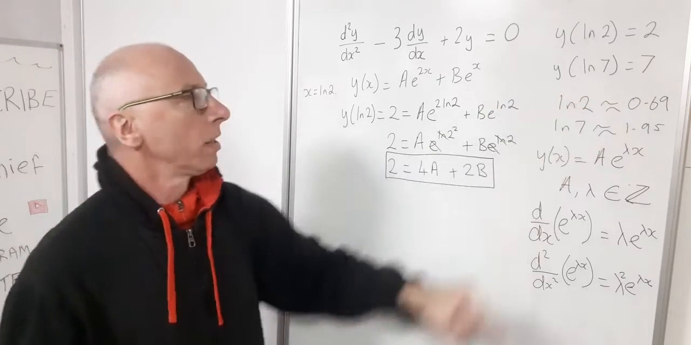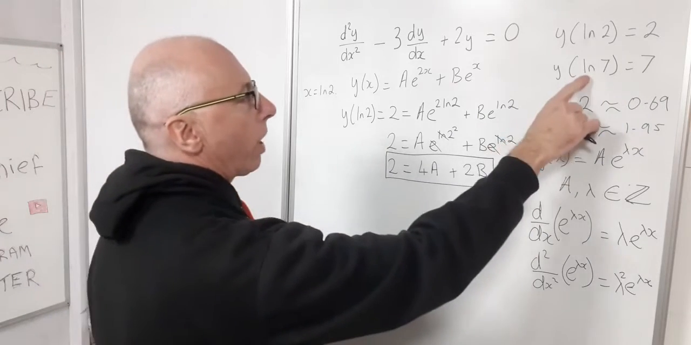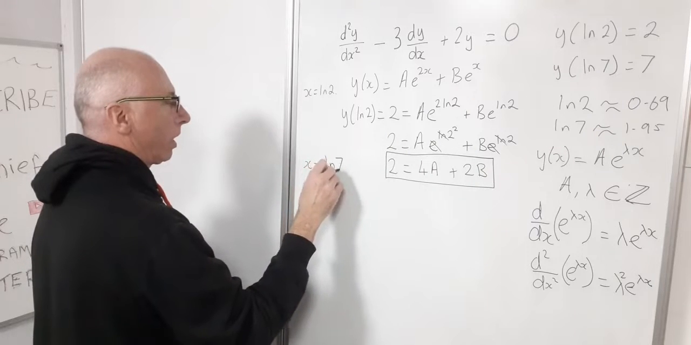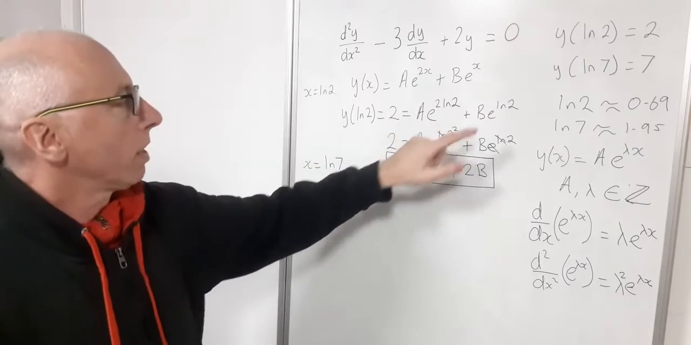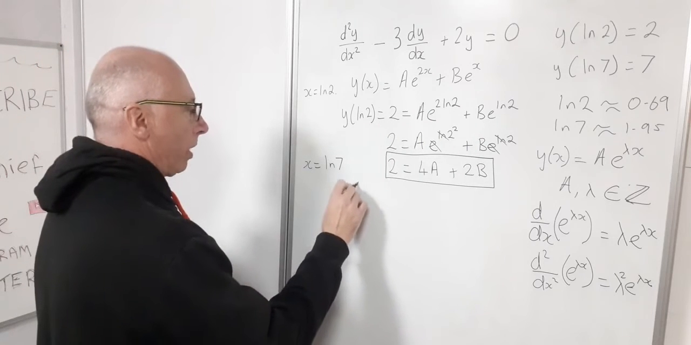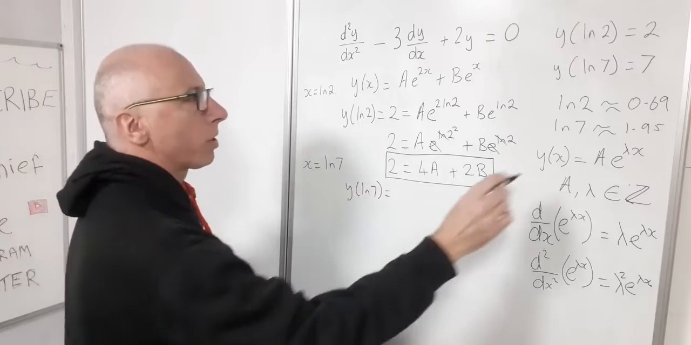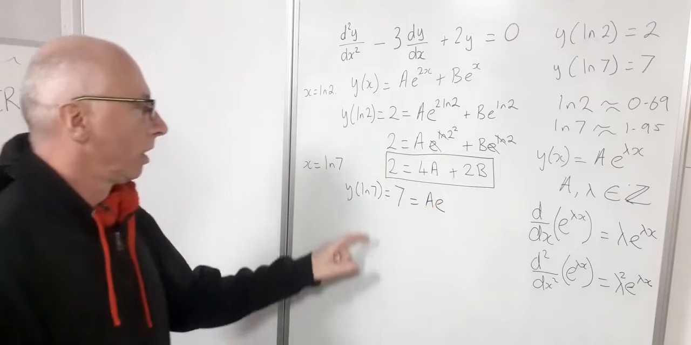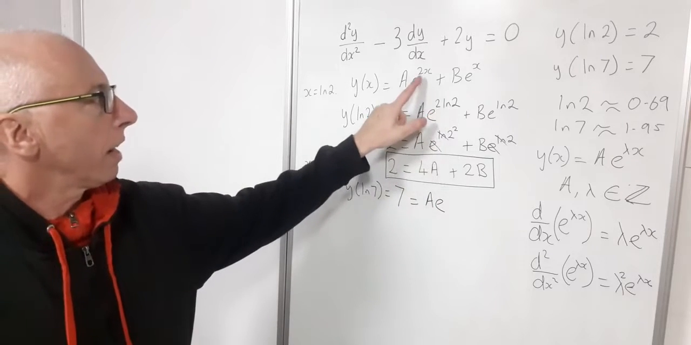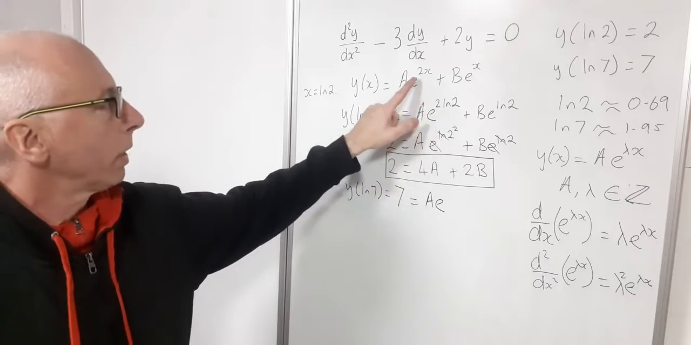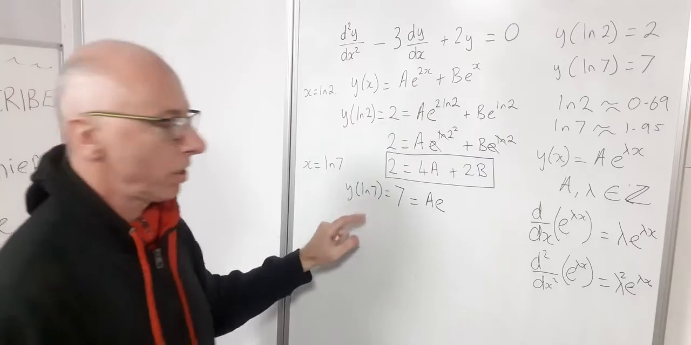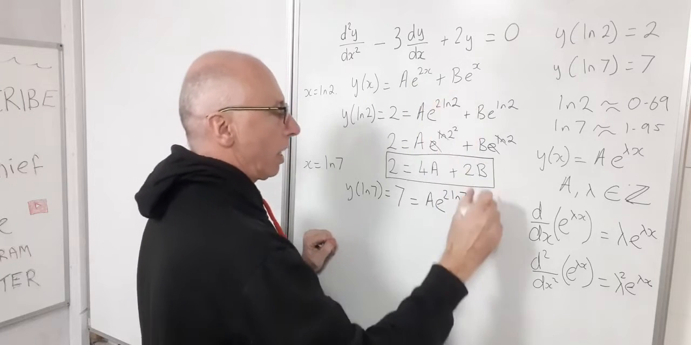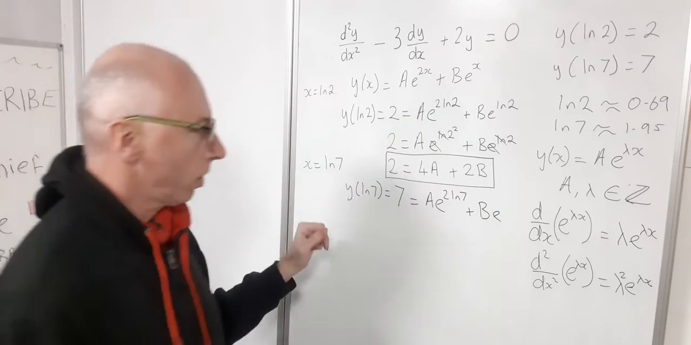Let's try for the other boundary condition. Y of ln 7 equals 7. So here I've got x equals log of 7. So I'm going to have a similar kind of thing going on here with these equations. So now I've got y of log of 7 equals 7. So that equals a times e to the 2 times ln 7, copying the way that this one's been done. So 2 times our x, which is log of 7. And then my next one is b times e to my x, which is log of 7.